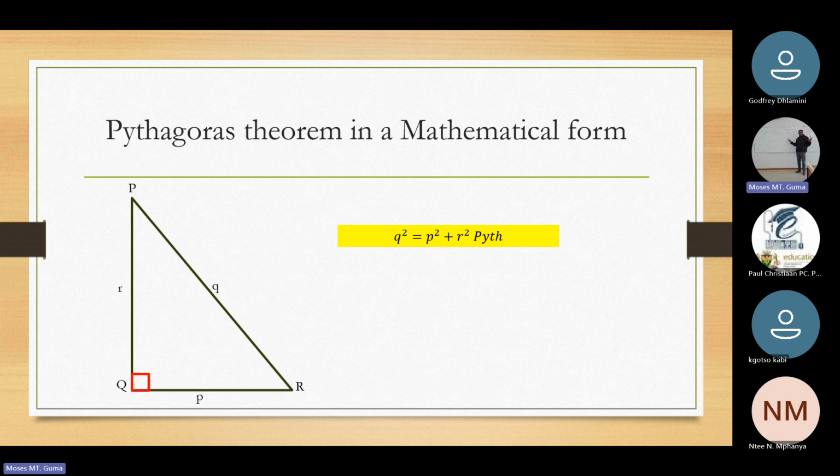Now, the theorem says the square of the hypotenuse is equal to the sum of the squares of the other two sides. Now, who is the hypotenuse? It is PR, which is small q. Let's look at this mathematically. Small q squared is equal to small p squared plus small r squared. There is my reason. Never forget to give us that reason: the theorem of Pythagoras. That was Pythagoras' theorem in a mathematical form.